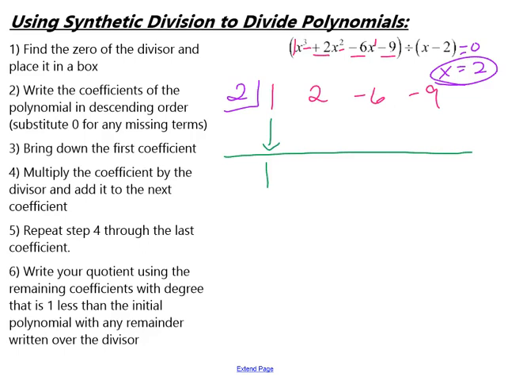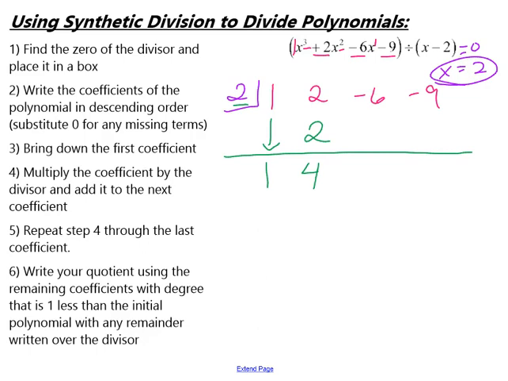Then look at step 4. It says multiply the coefficient by the divisor and add it to the next coefficient. So let's take our 1, multiply it by our divisor in the box. 1 times 2 is 2. You write it underneath the next coefficient, and then we're going to add down. So 2 plus 2 is 4. And then number 5 says repeat steps 4 until you get through the last coefficient.